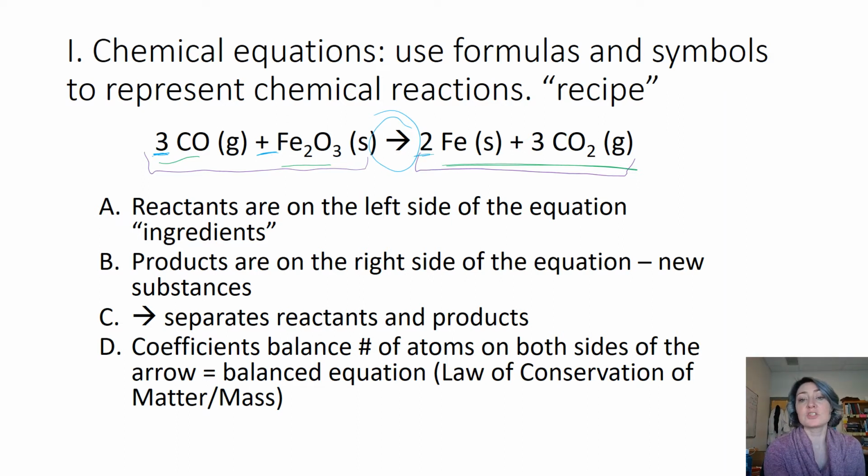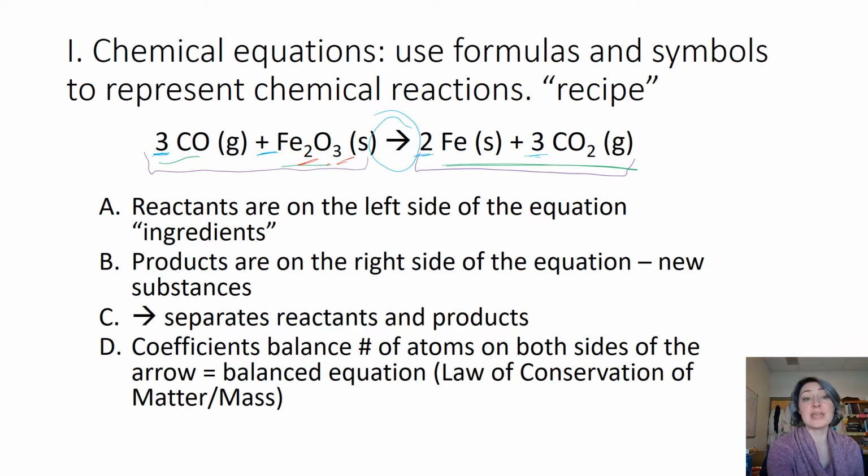So these coefficients are used to balance. When it comes to balancing, those are the only numbers that you can change. You cannot change the subscripts, because those subscripts were determined based on the charges of the elements, or whatever ratio those two elements have to come together in a compound. So you cannot change those subscripts.